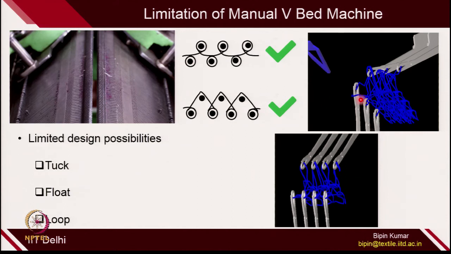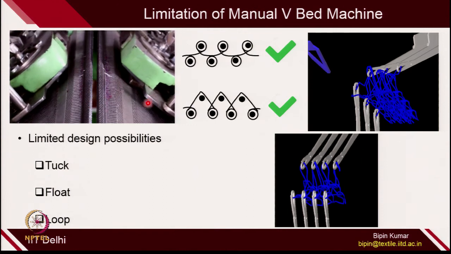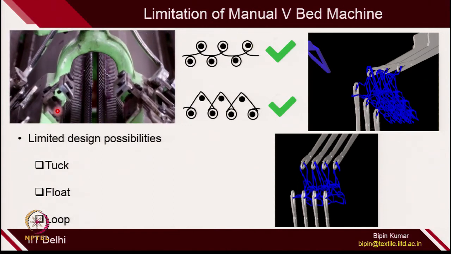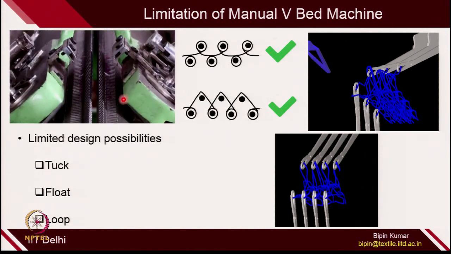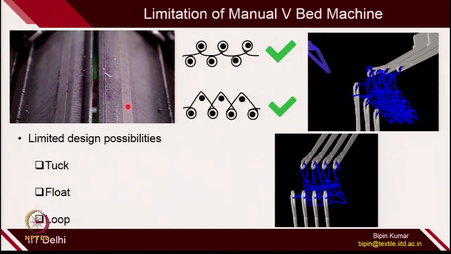The other limitation, which is the most fundamental, is that on a V-bed machine you can make tuck, float and loop on either of the beds. But the problem is that whenever you want to make tuck, all the needles selected on one bed will make tuck. When you set the float, all the needles of that particular bed will make floats. So it is not possible to create a course where you have tuck, float as well as loop in the same course. For example, in this particular course, loop is being formed on the front bed and back bed. In this course, loop is being formed on the front bed and tuck is formed on the back bed.